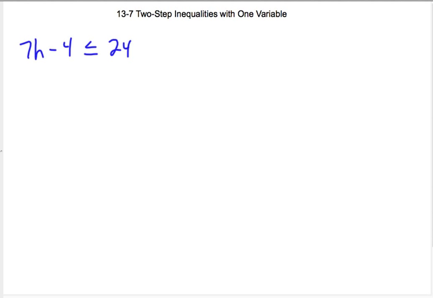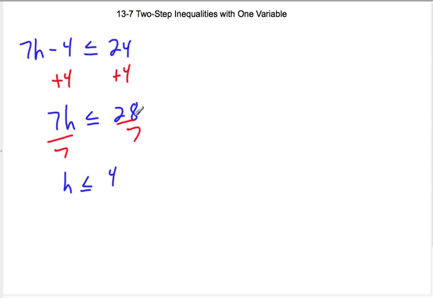Hello, in this video we're going to continue our discussion of solving inequalities with one variable. We're going to go into solving two-step inequalities now. So given an inequality like this, again it's the same thing as if it were an equation. We're going to add 4 to both sides, leaving us with 7h is less than or equal to 28. We're going to divide both sides by 7, giving us h is less than or equal to 4.